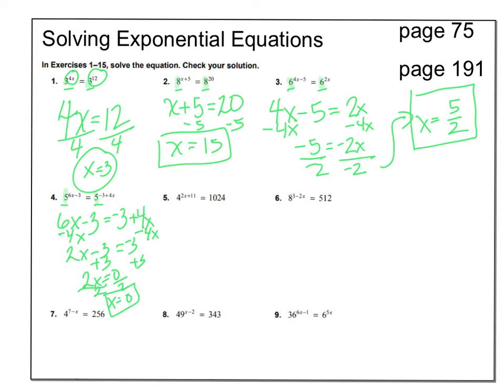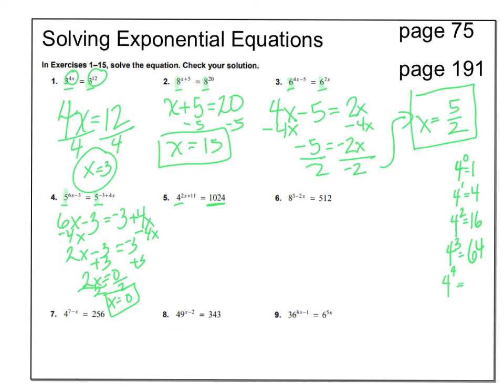Now looking at number 5, my bases are not the same. So I need to rewrite 1024 with a base of 4. Let's see if I can do it. Over here on the right, I'm going to think about 4 to the 0, 4 to the first, 4 to the second, 4 to the third, 4 to the fourth.